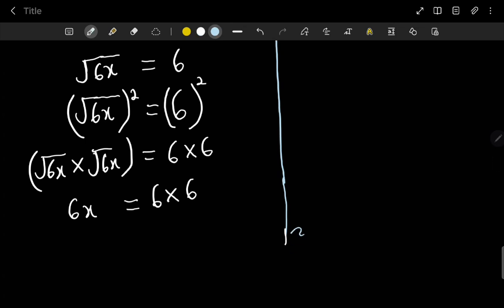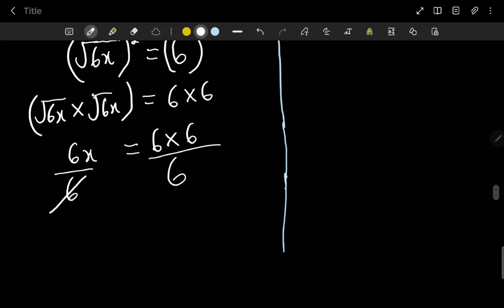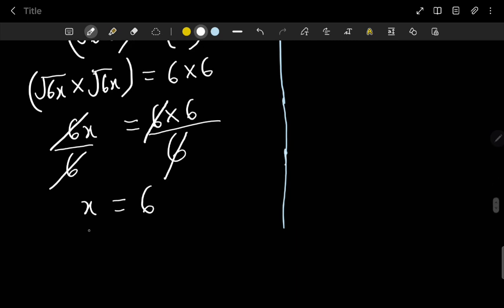We now proceed to divide both sides by what? 6. Okay. And this 6 will take care of this. So we have x is equal to, this 6 will take care of this 6, so we have only one 6. So we have 6. So therefore, our final answer is 6, right? Okay, so now that we know this first method, so this is our first method.